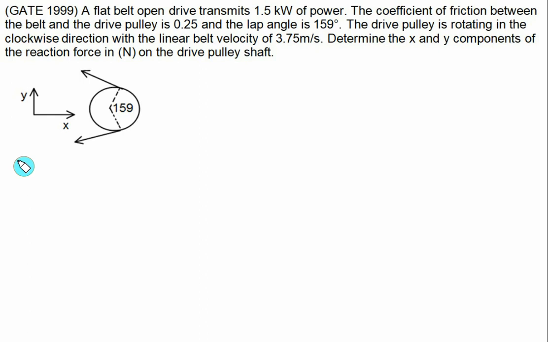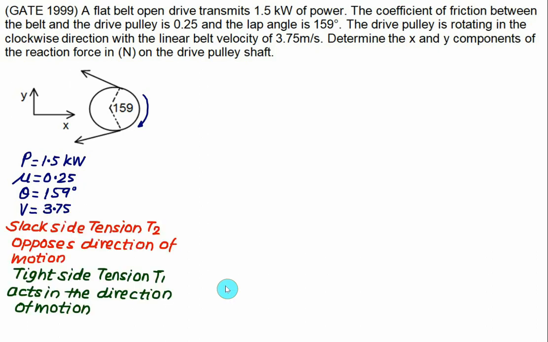We have been given the power transmitted equal to 1.5 kilowatts. So power is equal to 1.5 kilowatt. Coefficient of friction mu is known, that is equal to 0.25. Angle theta, that is the lap angle, is given as 159, which you have to use in radian. The drive pulley is rotating in a clockwise direction. And we have linear velocity V given as 3.75.